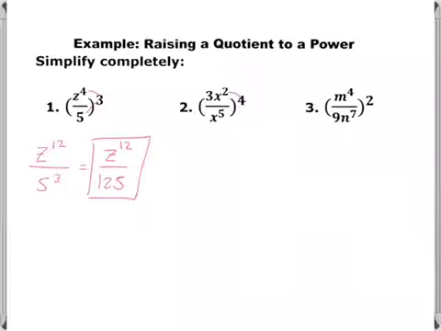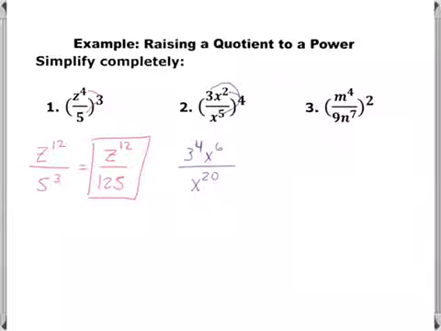Question 2, same idea. We have 3x squared over x to the 5th, all raised to the 4th power. So we're going to apply the 4 to the 3, the x squared, and the x to the 5th. So we've got 3 to the 4th power, sorry, and then x to the 6th power over x to the 20th power. Remember, we're multiplying the exponents when it's raised to a power like this.